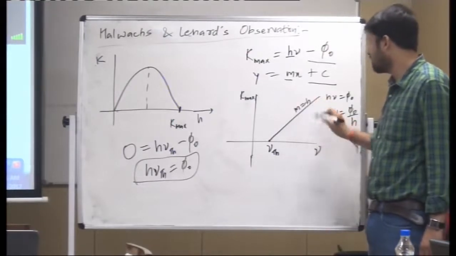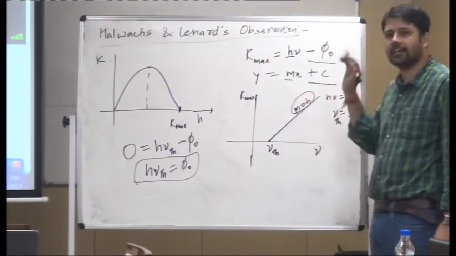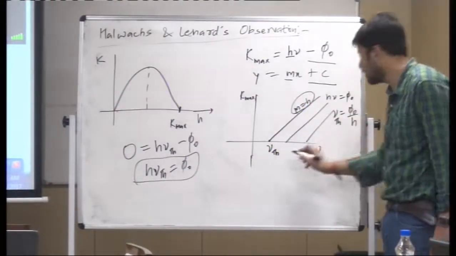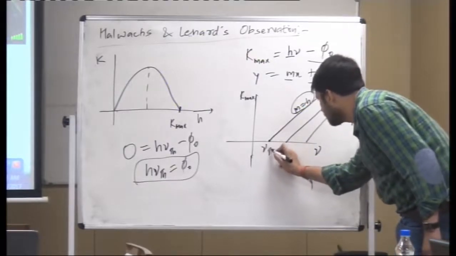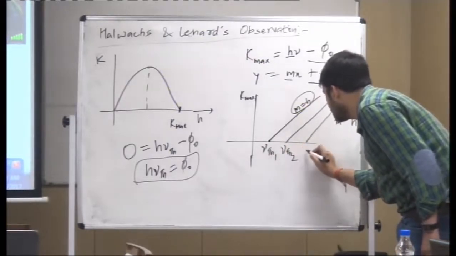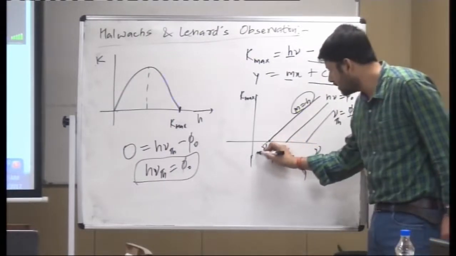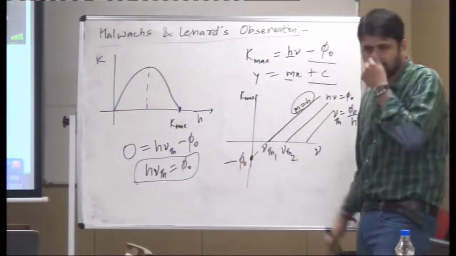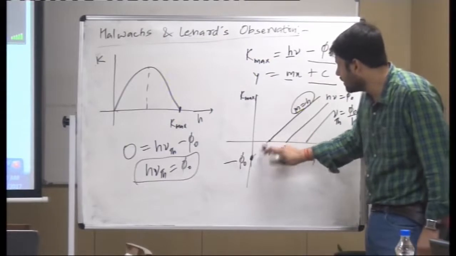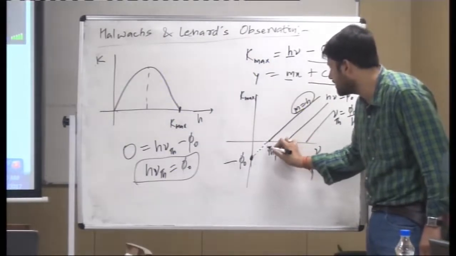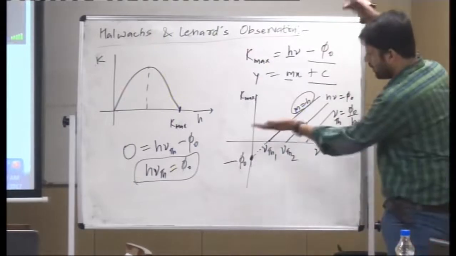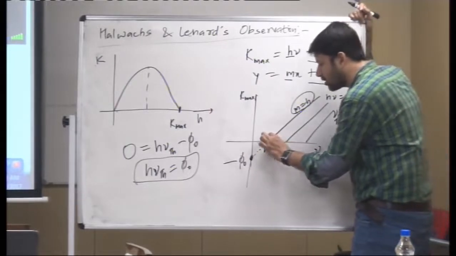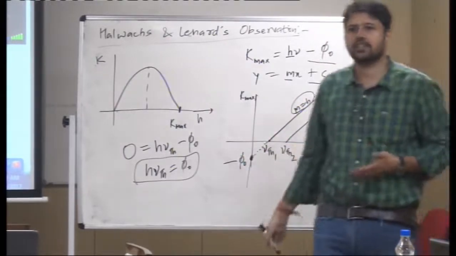M is equal to h. Since the slope is constant for any type of metal, the graph for metal 2 would be this, for metal 3 would be this. This is the threshold frequency for metal 1, for 2 and so on. If you extend it in the negative direction, this point is minus phi naught. The graph cannot be drawn below the x-axis because kinetic energy can never be negative, which is impossible. So it is extended, not drawn, just to show that the intercept is negative.